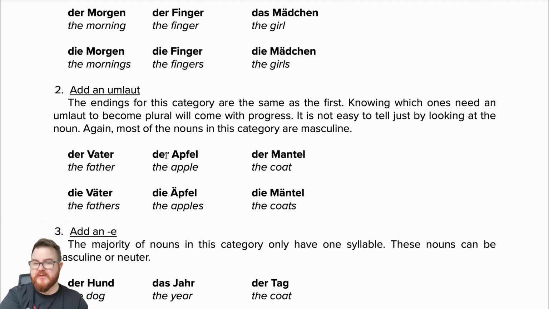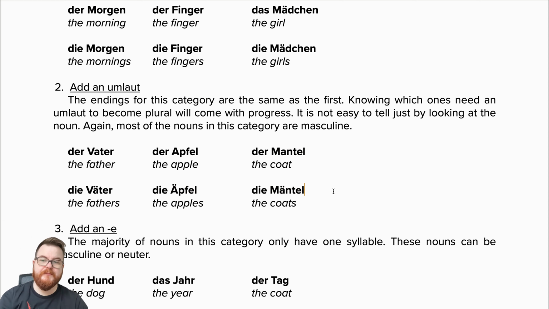The vast majority of nouns in this category will also be masculine. So der Vater, the father, becomes die Väter. Der Apfel, the apple, becomes die Äpfel. Der Mantel becomes die Mäntel. So we change them by putting an umlaut on them, and that makes them plural.